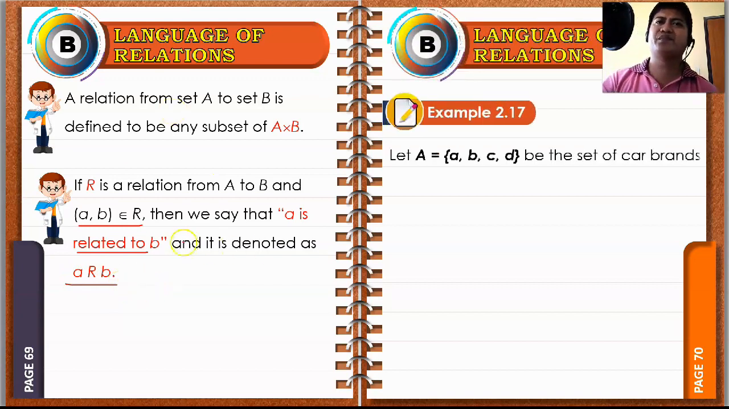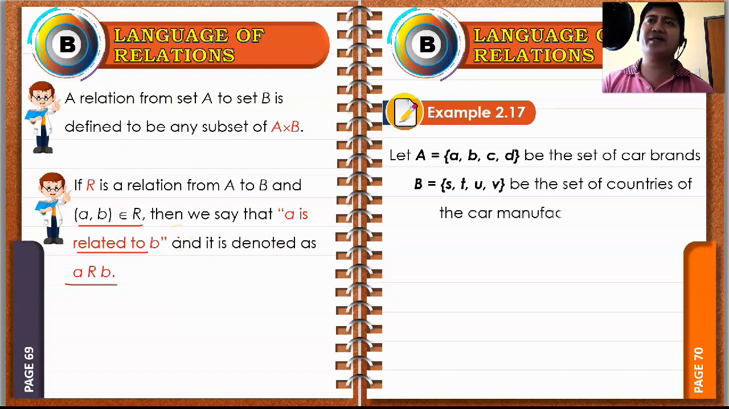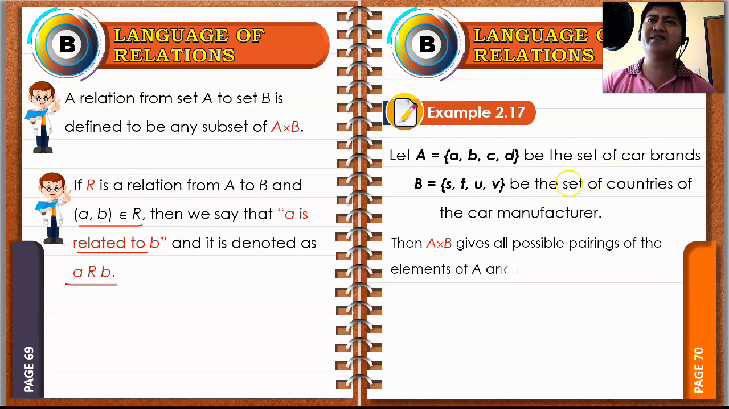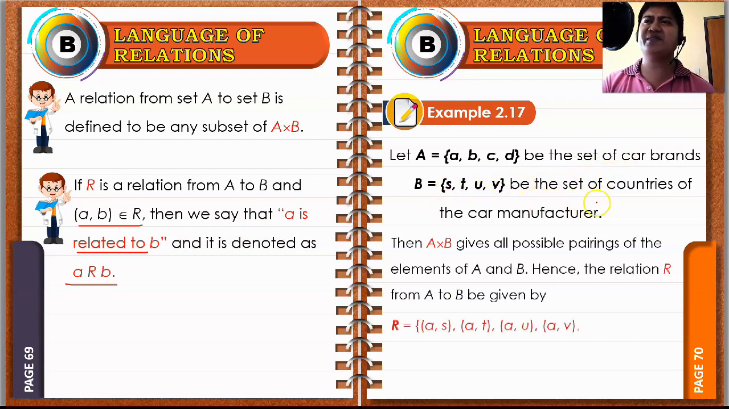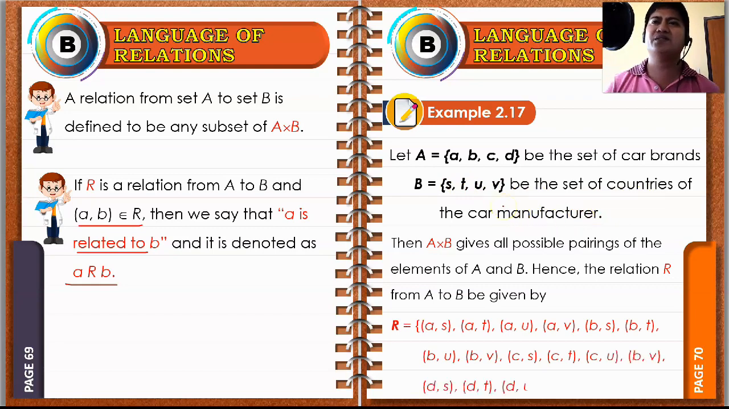So for example, let A, we have {A, B, C}, be the set of car brands, and B, the {S, T, U, V}, be the set of countries of the car manufacturer. Then A cross B gives all possible pairings of elements of A and B. Hence, the relation R from A to B is given by this. So A cross B, we have (A, S), (A, T), (A, U), (A, V), (B, S), (B, T), (B, U), (B, V), and so on. So R consists of 4 times 4, a total of 16 ordered pairs for our set R.